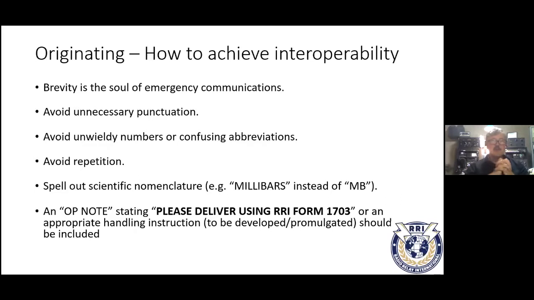One of the things that you would have to do in originating a radiogram ICS213 message is indicate so. We're in the process of developing handling instructions to specify when a message should be delivered as an RRI radiogram message, or when it should be delivered using the RRI Form 1703. That will be forthcoming at a later date. But obviously, there needs to be some indication to the relaying and delivering operators that there are some nuances associated with the radiogram that they're handling.